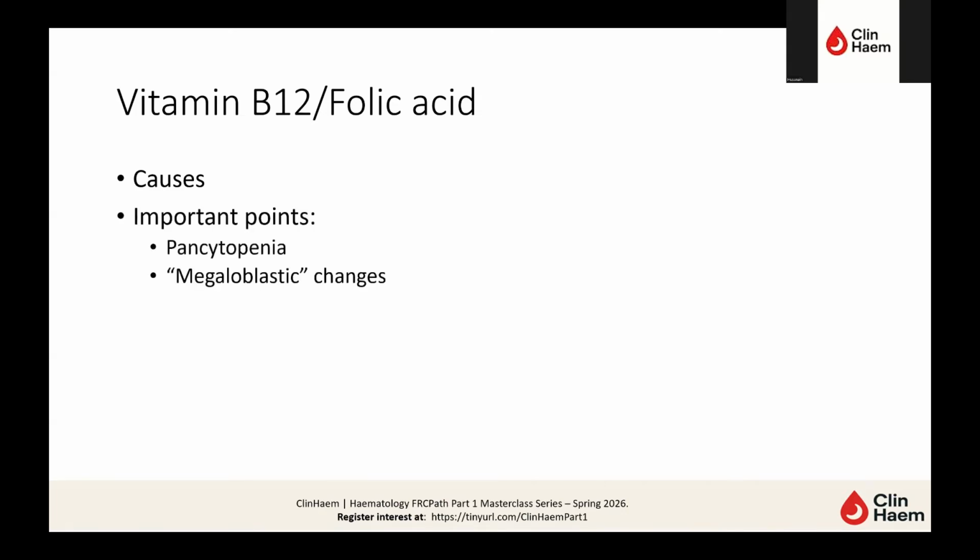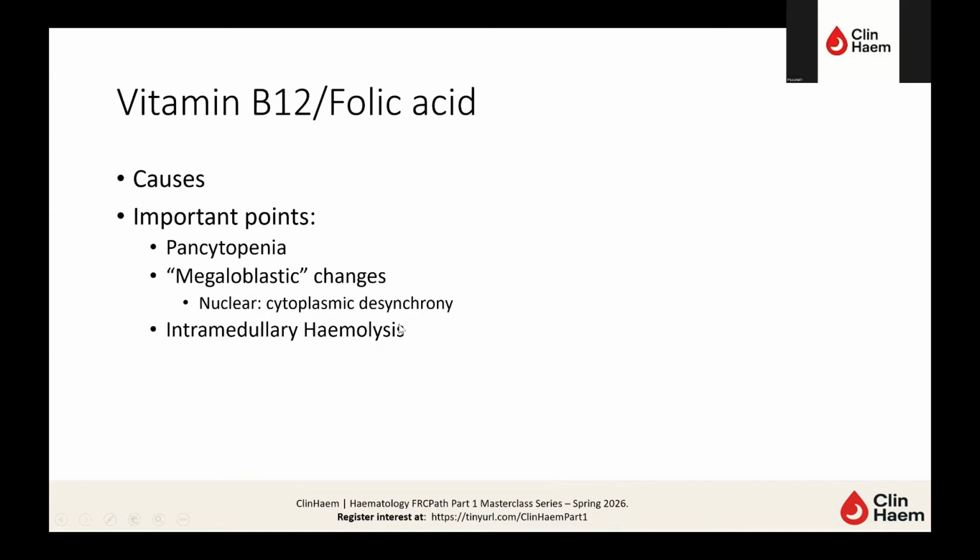Important points to know are that they both will cause pancytopenia, not just anemia, of course. Megaloblastic changes are going to be seen in the bone marrow, not in the peripheral blood, very unlikely to. Peripheral blood would give you macrocytosis, which is different from megaloblastic change. Megaloblastic change means that in the erythroid precursor, there's nuclear to cytoplasmic dyssynchrony. So the nucleus is not maturing at the same speed as the cytoplasm.